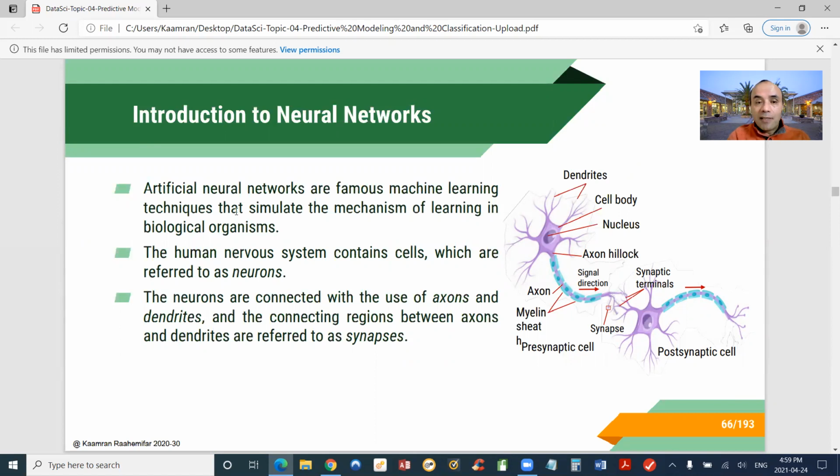Basically, an artificial neural network is a type of machine learning that mimics what the biological organism does in the brain, typically. The human nervous system contains cells which are referred to as neurons, connected with the use of axons and dendrites, and the connecting region between axons and dendrites is referred to as a synapse.